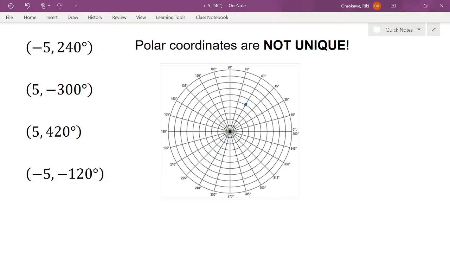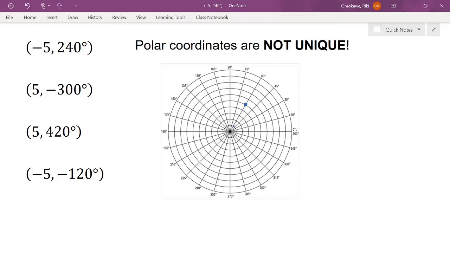What about the others? 5, negative 300. So if I go from 360, go backwards 300, I'll be at 60, and then positive 5. So yep, same point. So next we have 5, 420 degrees.